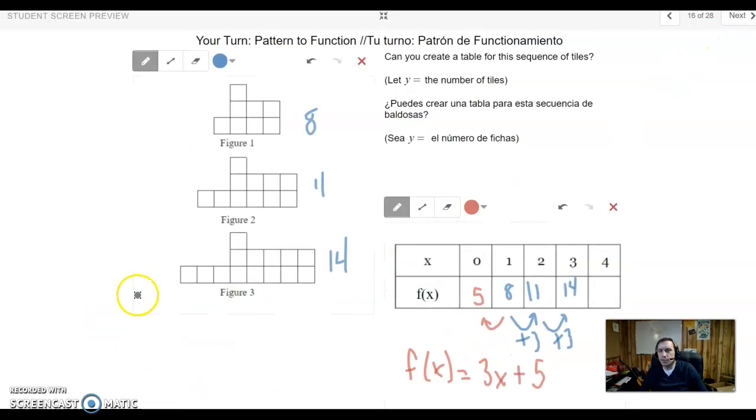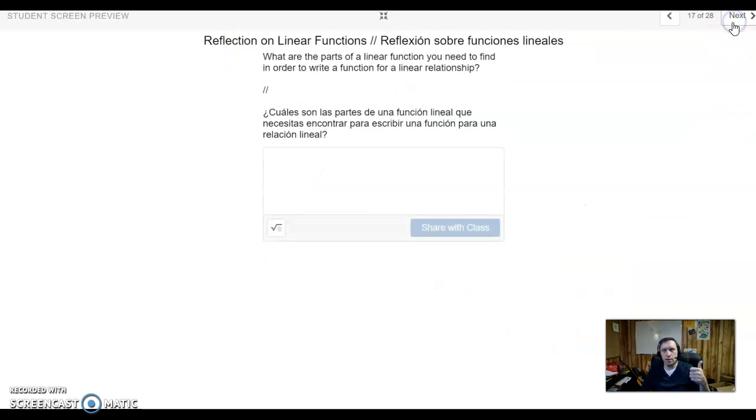So hopefully you paused and worked through this, and hopefully you came up with f of x equals 3x plus 5, right? My initial value of 5. I'm going up by 3 each time, so that's where that 3 comes from. All right, so go ahead and fill out what are the parts you need to write a linear relation or a function for a linear relationship for these arithmetic sequences, right? It is what? All right, you need that rate of change and you need the initial value.